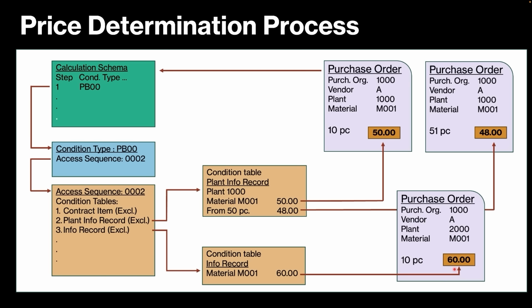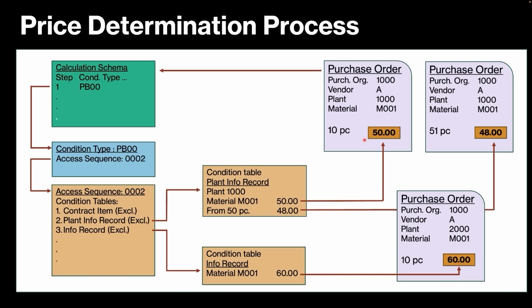Okay, and in this purchase order, system will propose this price here. So you can see in this way this whole price determination process happens. First, from the purchase order, the calculation schema or pricing procedure is determined. Against this pricing procedure, you will have multiple condition types. From the condition type, the access sequence will get determined. From the access sequence, the condition tables will get determined. Against these condition tables, system will check for all possible condition records. And if this exclusive checkbox is marked, then once the system finds the first valid condition record, system will stop the search and then will populate this particular condition record in your purchase order.